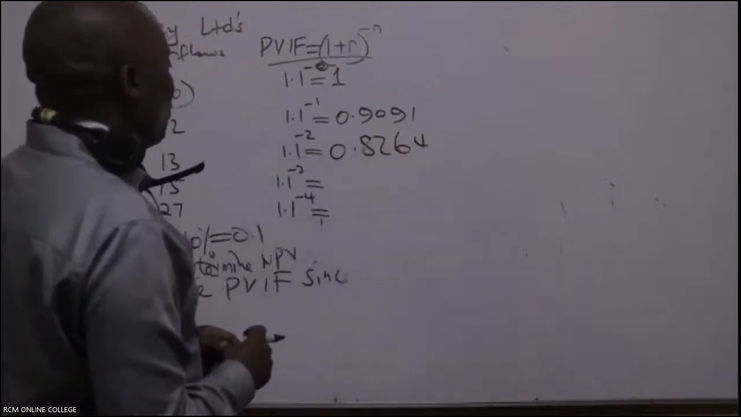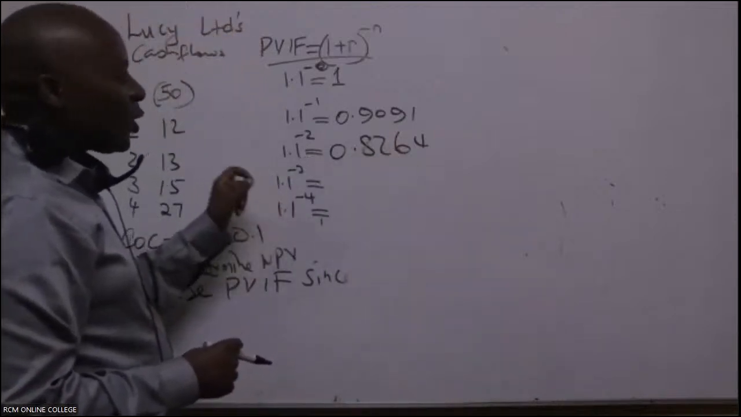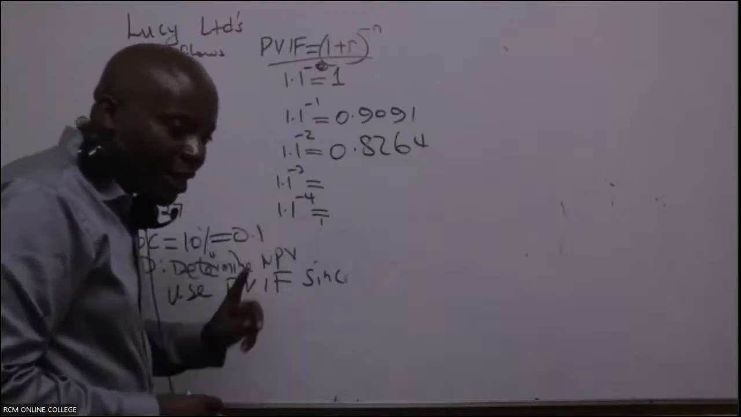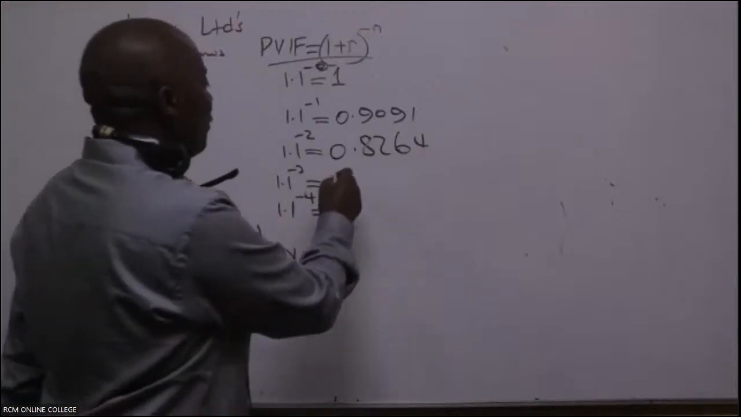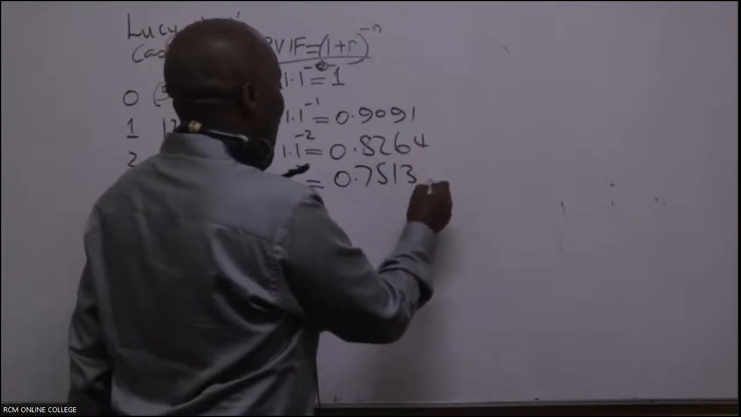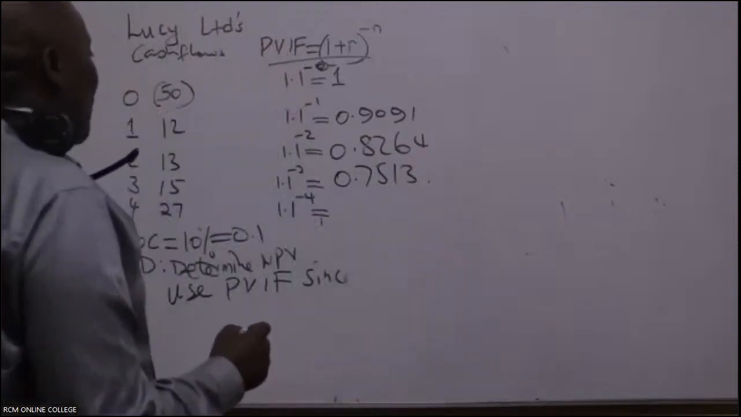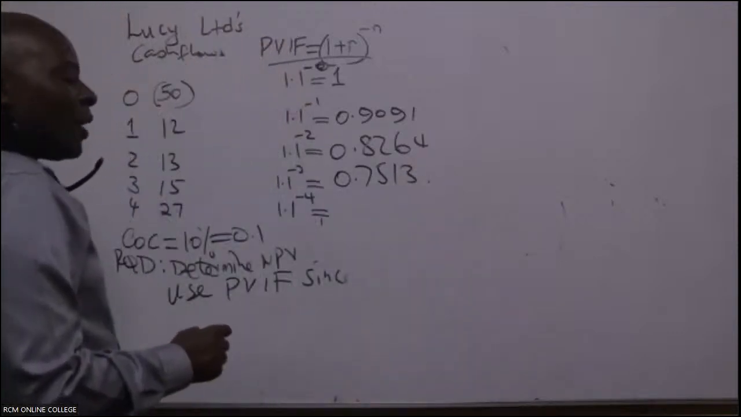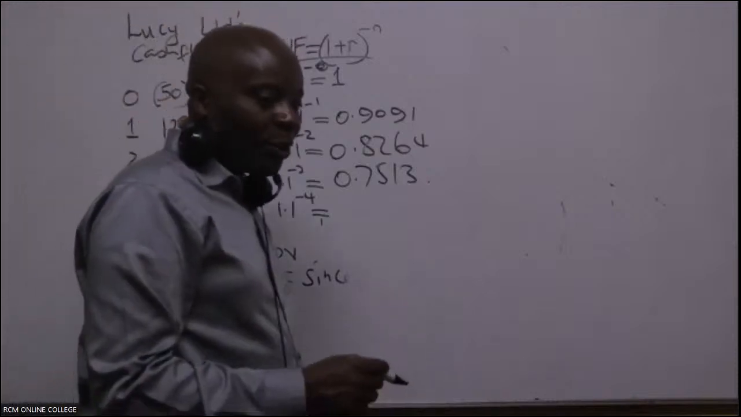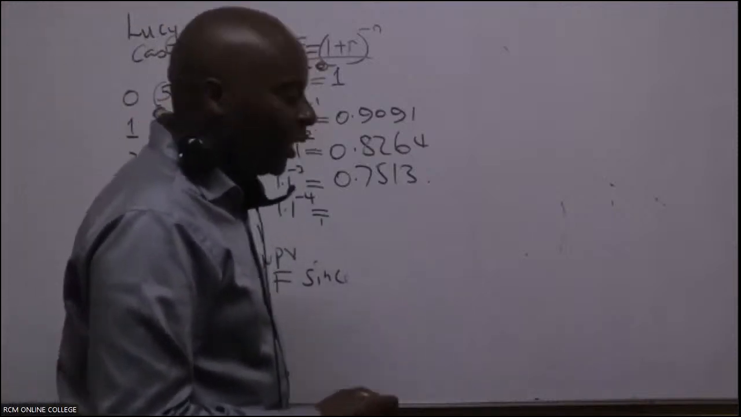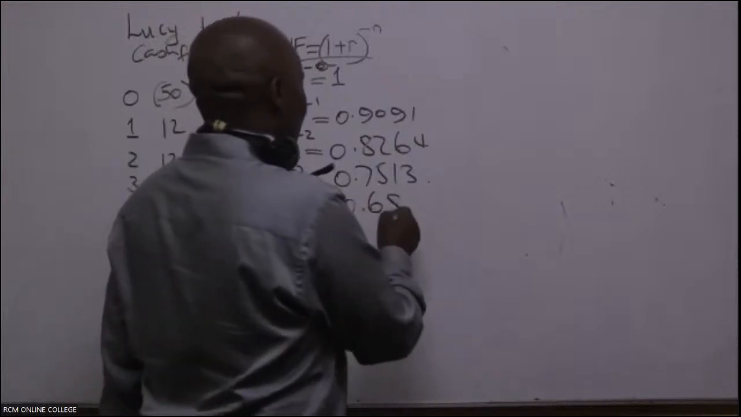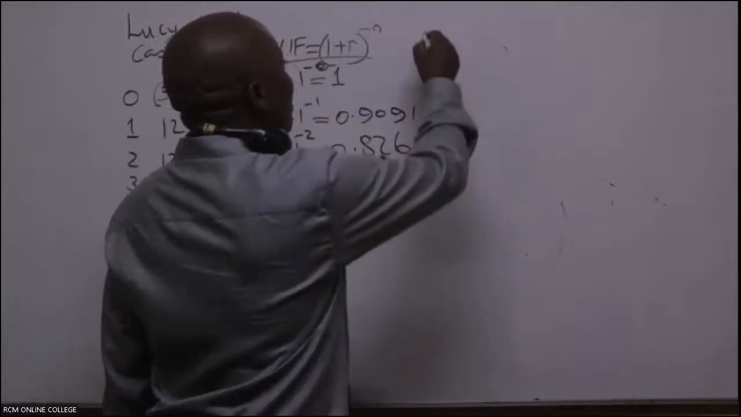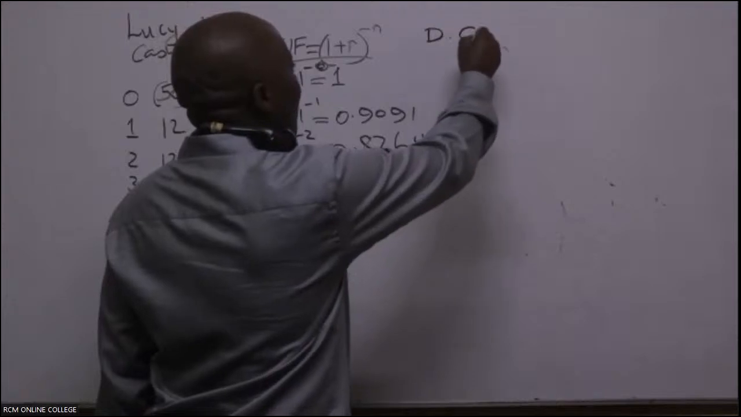Then you go to the third one, 1.1 raised to -3. According to Lucy Allen, we have 0.7513. And then we have 1.1 to the power of -4, the last one. So we have here 0.6830. Thank you so much. So please come and write here, DCF.